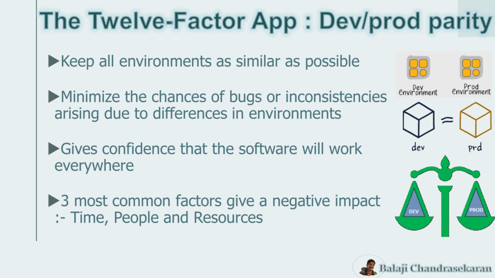The goal of applying consistency and discipline to dev and prod parity is to give your team and the rest of your organization confidence that the software will work everywhere. This means in all approved targeted environments. A whole host of things can cause mismatches between environments, but the three most common factors that can have a negative impact are typically time, people, and resources.